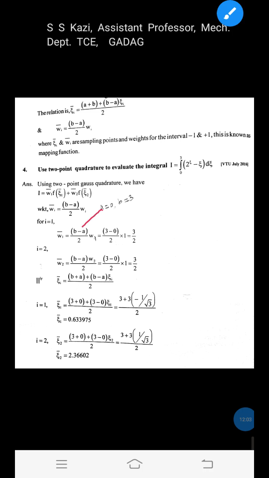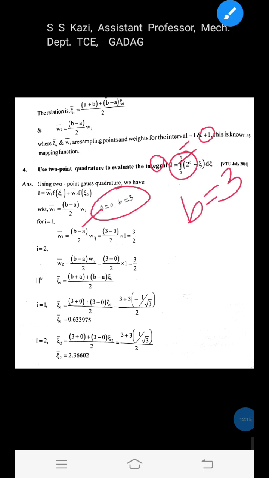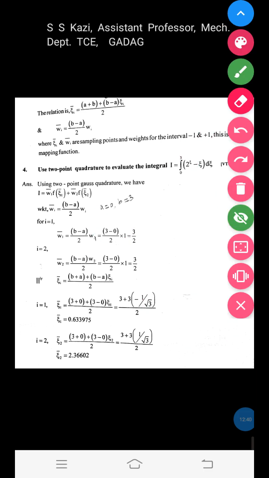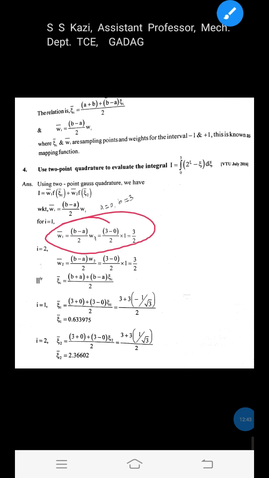w1 bar is given by (b minus a) by 2 into w1, where a is equal to 0 and b is equal to 3, because here the limits are a to b, that is 0 to 3. Now you substitute b is equal to 3, a is equal to 0, and w1. What are the w1 and w2 values? w1 is equal to 1 and w2 is equal to 1 for the 2-point Gauss method. This we already know. You just substitute w1 as 1, and we will get 3 divided by 2. So w1 bar is the new value of the sampling weight for the interval a to b.